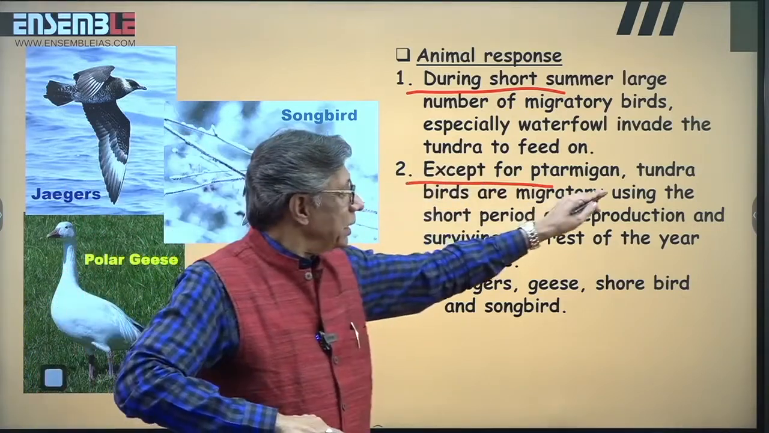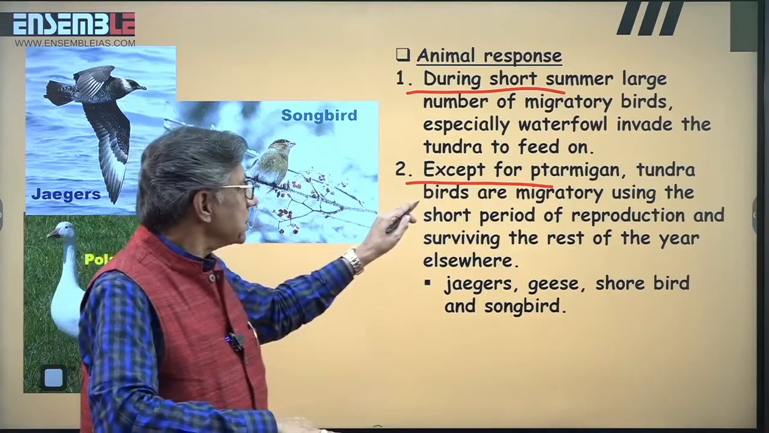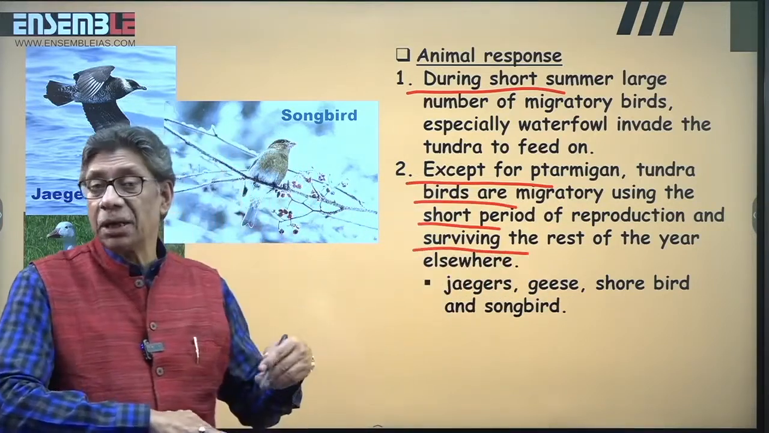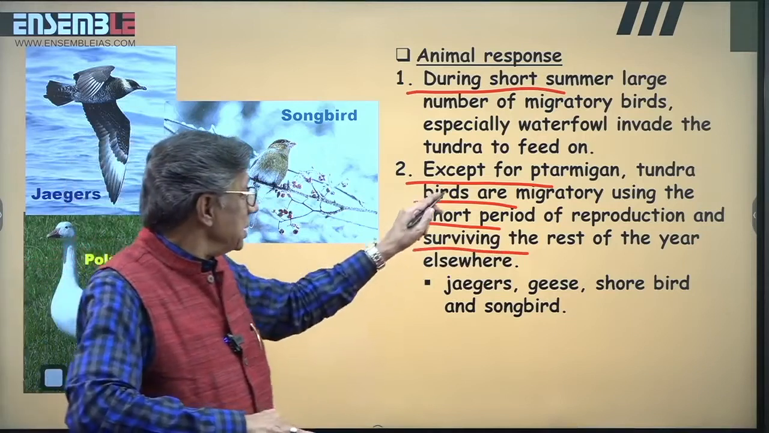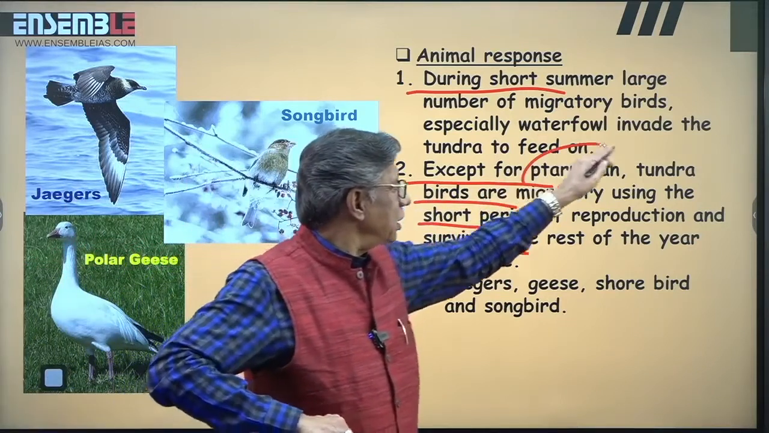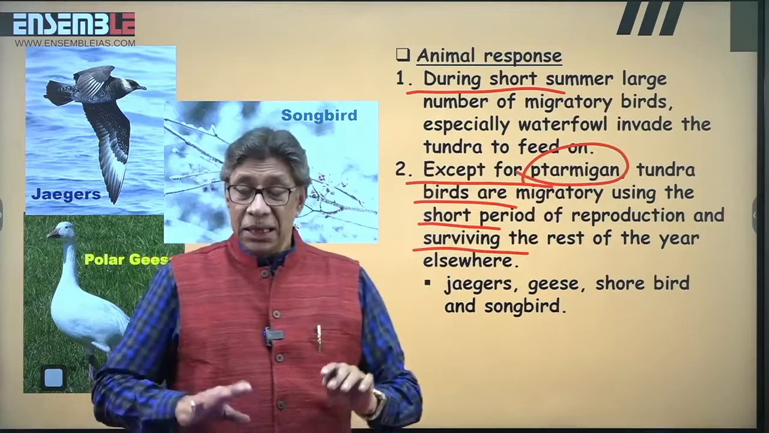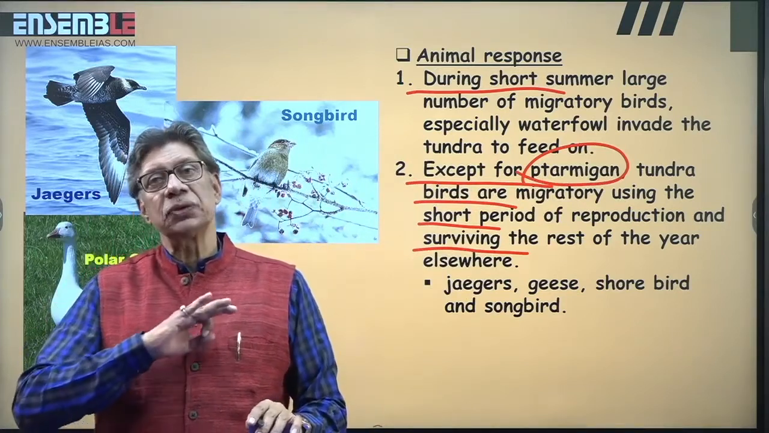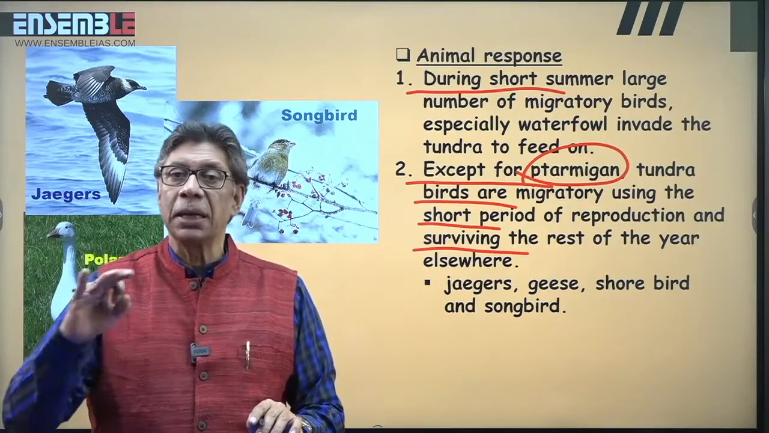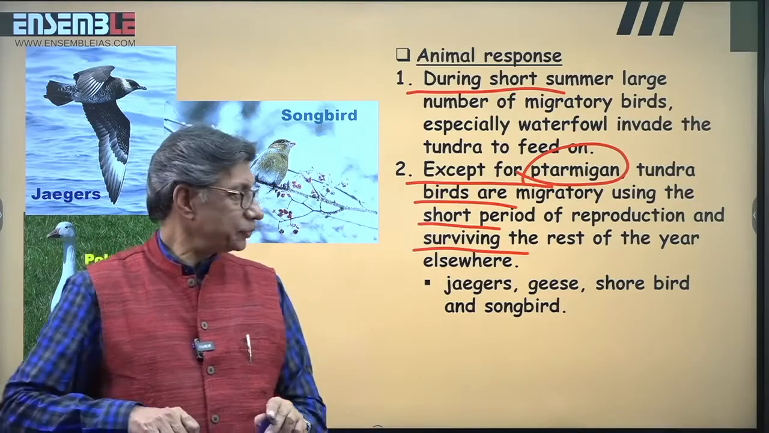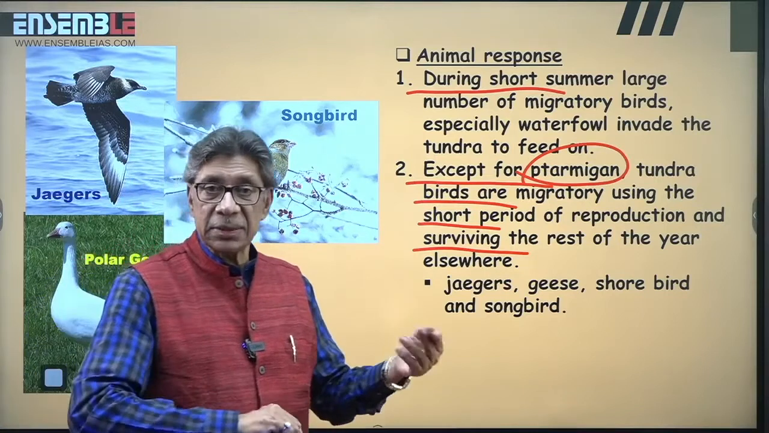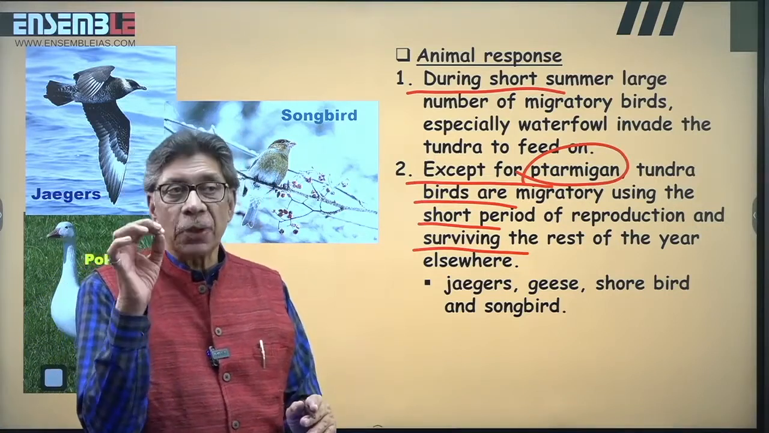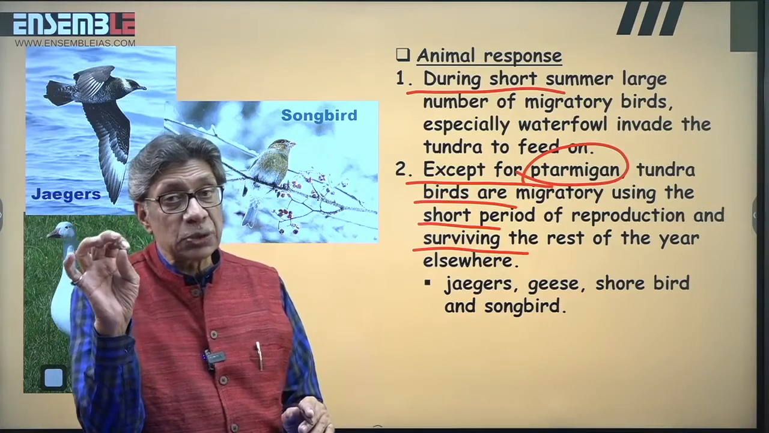Except for ptarmigan, tundra birds are migratory, using the short period for reproduction and surviving the rest of the year somewhere else. Now this is very, very important. Ptarmigan is the only bird that lives in that region. Most of these birds are migratory in nature, largely because there is no way that they can feed. And one of the most important of these birds is the Arctic tern.